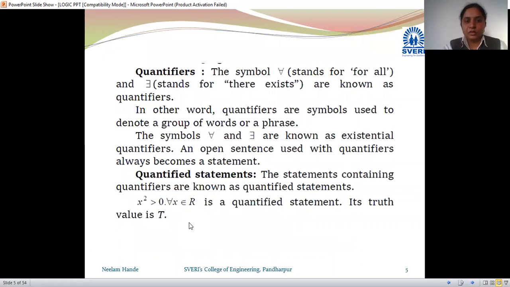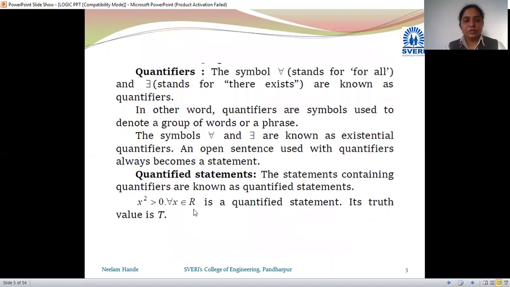Then the quantifiers. This symbol stands for "for all", and this one stands for "there exists". These are the quantifiers. Here is one quantified statement: for all x belongs to R, x square is greater than 0. This is called a quantified statement.